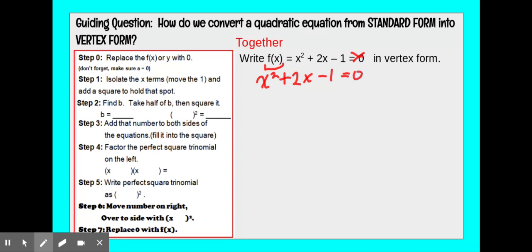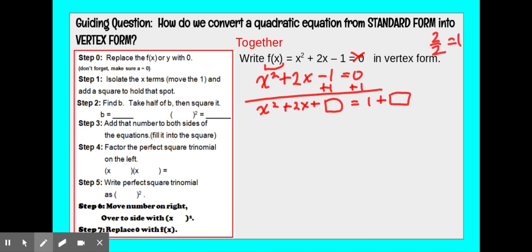So now, step 1, we are going to isolate our x terms. We're going to put our 1 over here, and we're going to leave a box there so we can make a perfect square trinomial. Okay, so now we're going to find b, halve it, and square it. Well, b is 2, so I'm going to take 2, halve it, and get 1. Then I'm going to take 1, square it, and I also get 1. So that number is going to be the number to go in our square. Okay? Now we're going to clean it up.